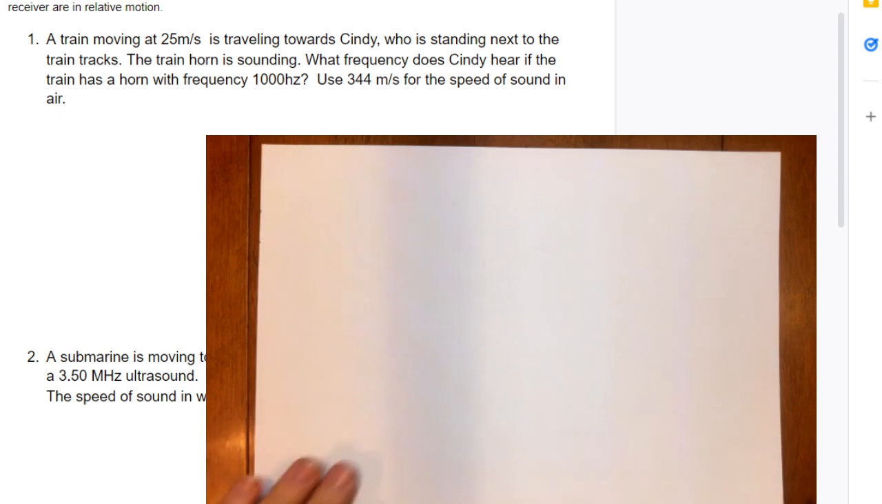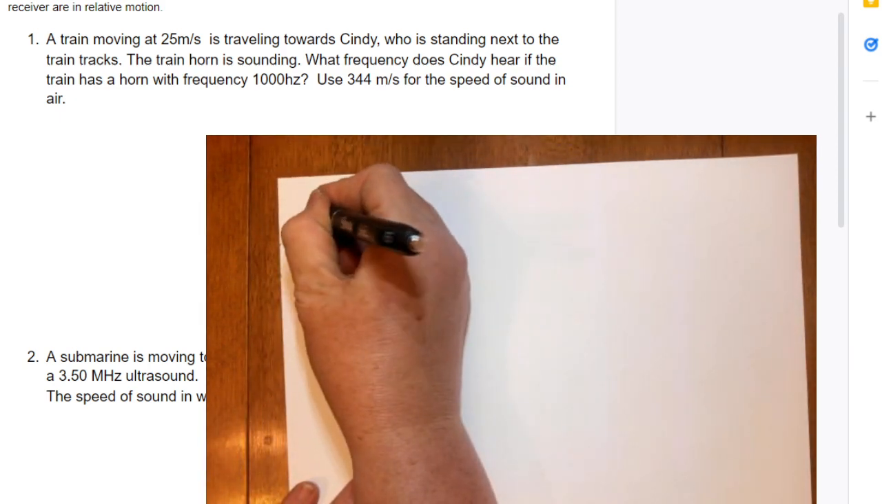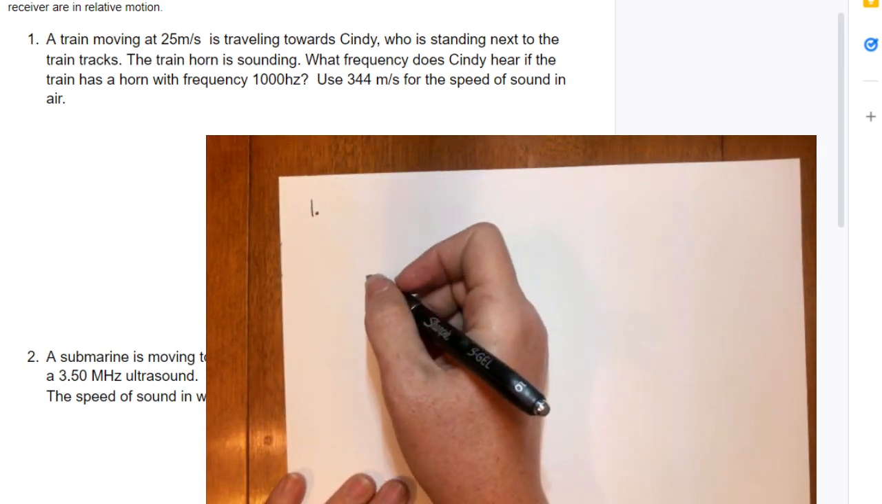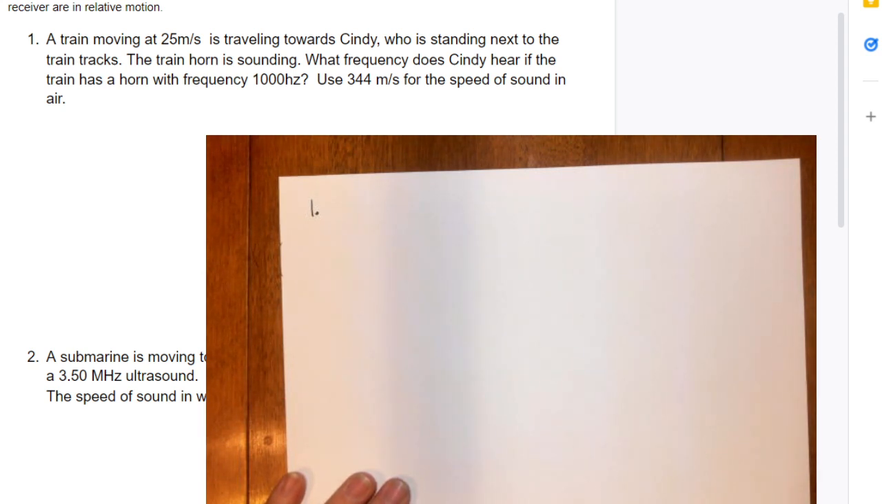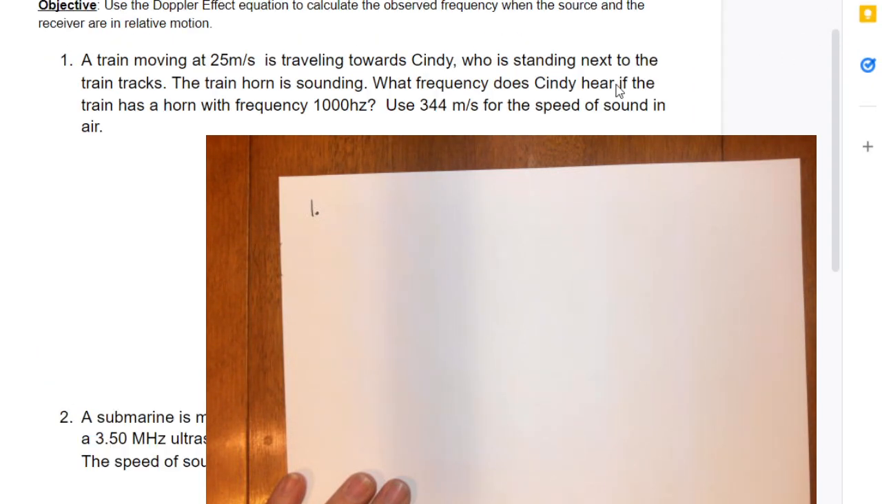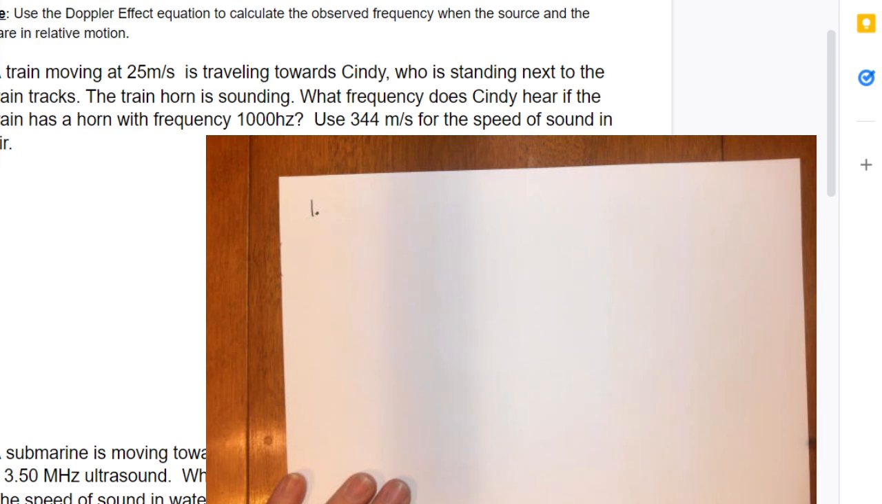Okay, problem number 1. Let's do it. Number 1 says, you can read it right off the screen. A train is moving at 25 meters per second. Let me make it a little bigger. There we go.